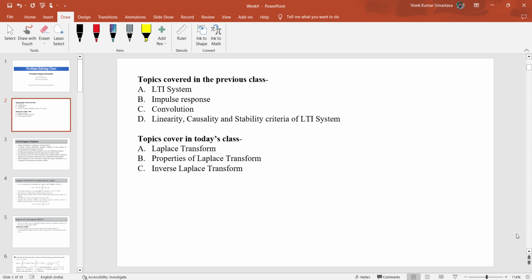In the previous class, we saw the LTI system, that is, the linear time invariant system. Then we saw impulse response followed by the convolution theorem, and at last we saw the linearity, causality, and stability criteria of linear time invariant systems. The topic of today's class is the Laplace transform, various properties of the Laplace transform, and the inverse Laplace transform. So let us start.